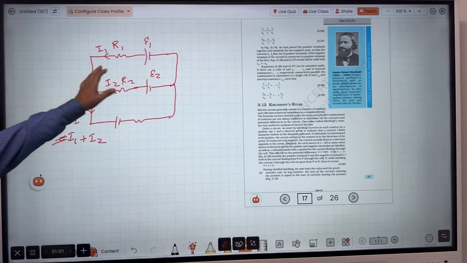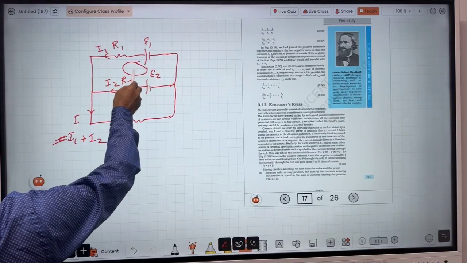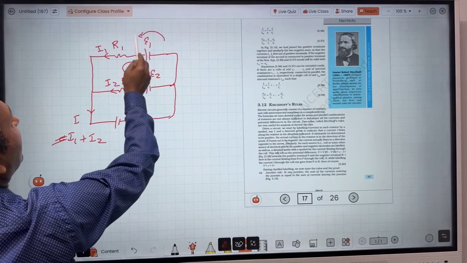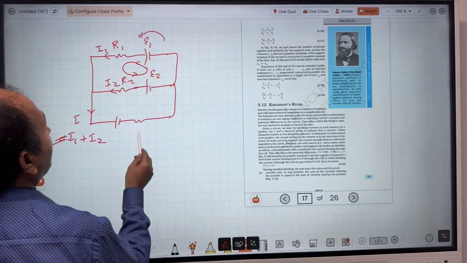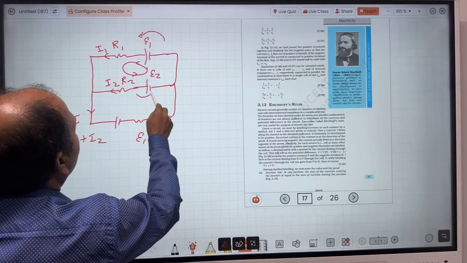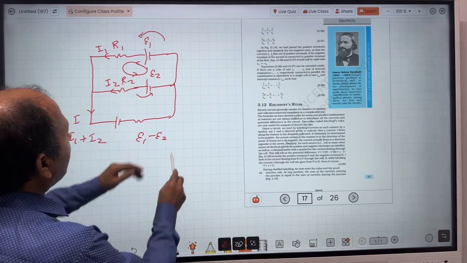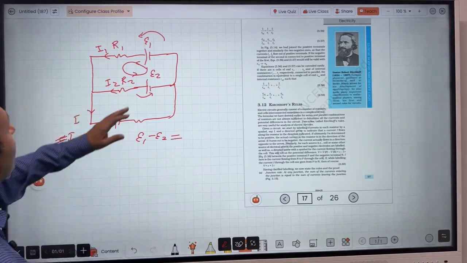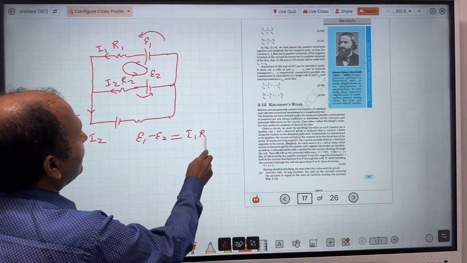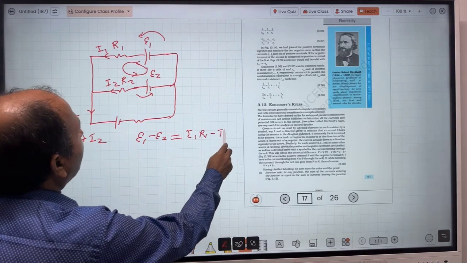And here if you apply this law, what will happen? Suppose you move like this, you just put the arrow so that it may become clear. So you are moving in this direction, the second plate of this cell you have to take into consideration. So E1 will be positive. But when you reach here, you will reach the second plate of this. So it will be minus E2. And then it must be equal to, here you are moving in the direction of current. So it will be I1 R1, positive. But you are going against the current. Here it will become I2 R2.